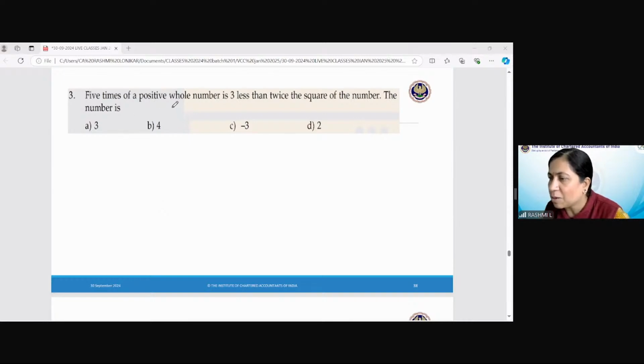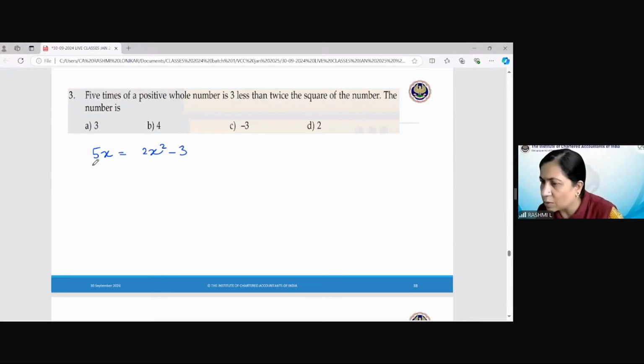Now, 5 times a positive whole number is 3 less than twice the square of the number. 5 times x is equal to 2x square minus 3. Okay. Is 3 less than twice the number. So let us see for A. A here is 5 into 3, which is equal to 15. And 2 into 9 minus 3. यहाँ पे substitute कर रहे हैं. So this is 18 minus 3 is 15. So A is the correct answer.